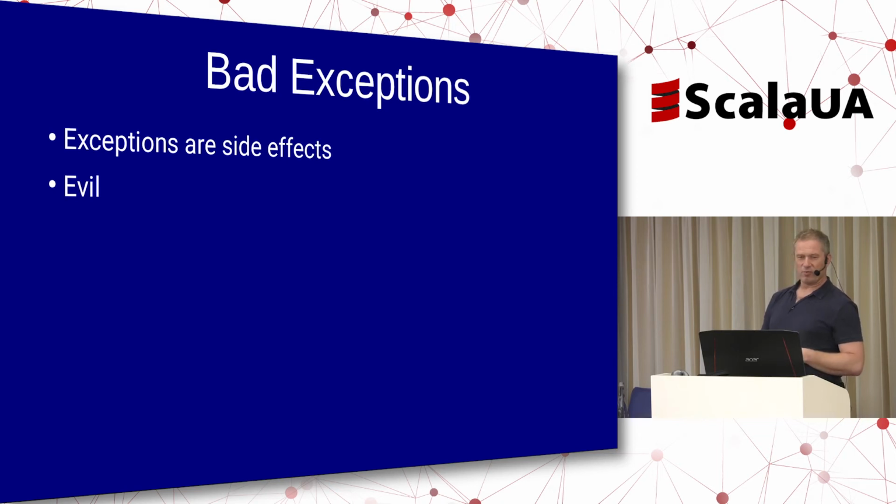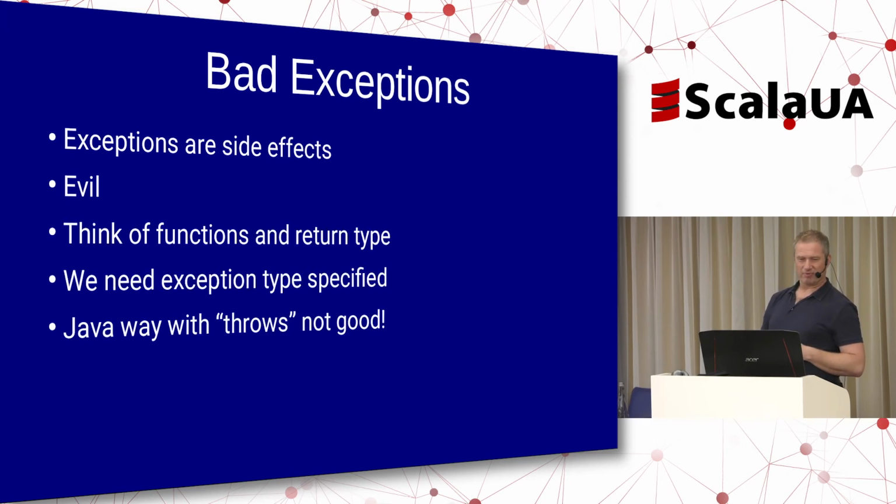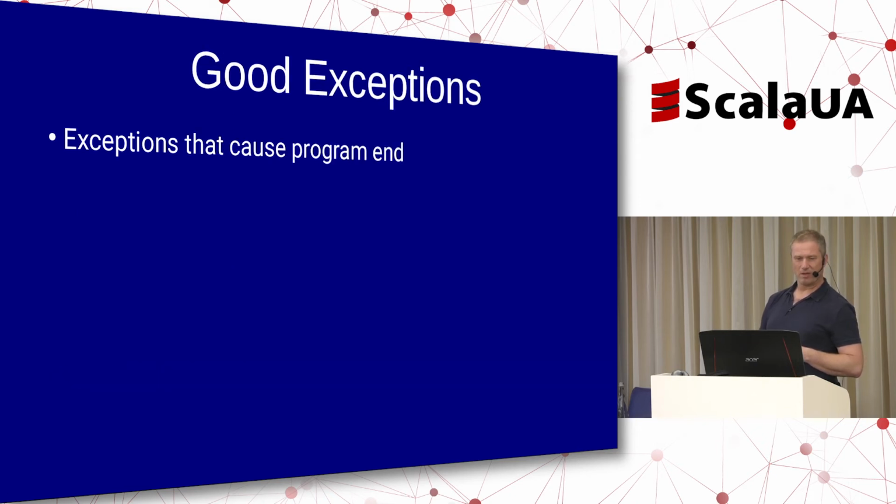And so we can say that normal exceptions are evil. It's like a second return type. But again, we can say there are certain places where exceptions are okay.